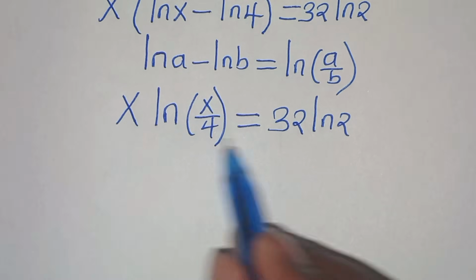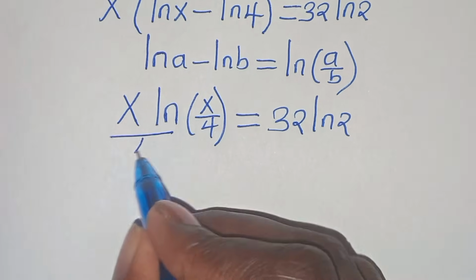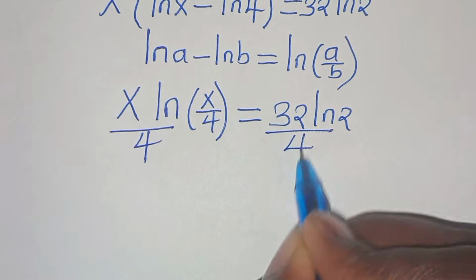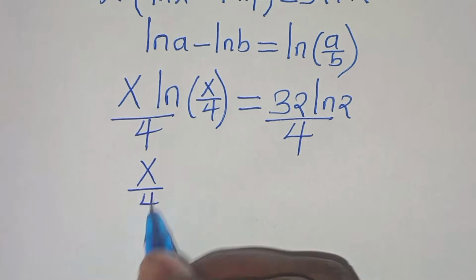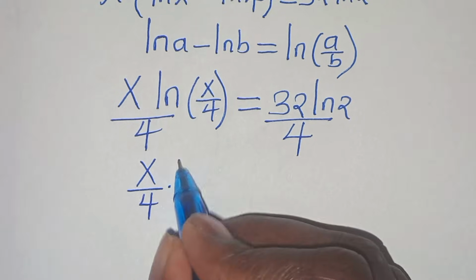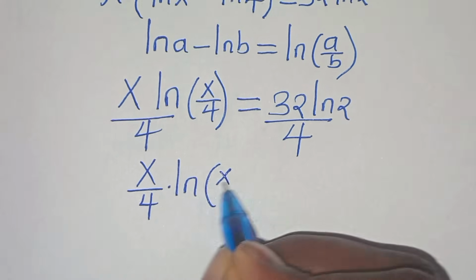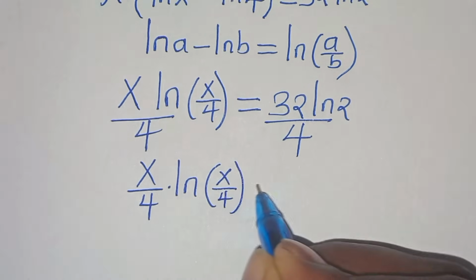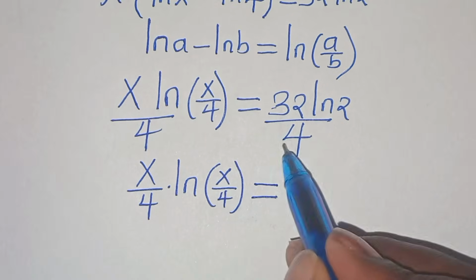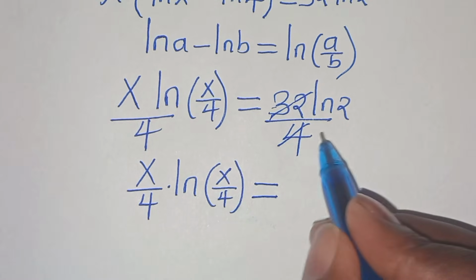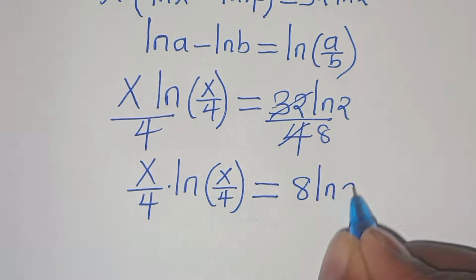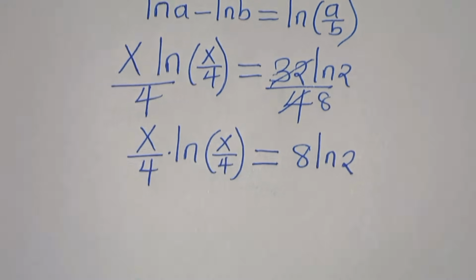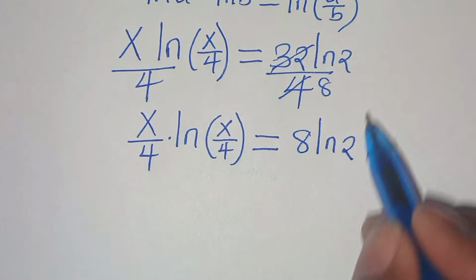Now the next step is to divide both sides by 4, so that here we have x over 4 multiplied by ln of x over 4. This is equal to 2 divided by 4, which is equal to 8. So we have 8 ln of 2.